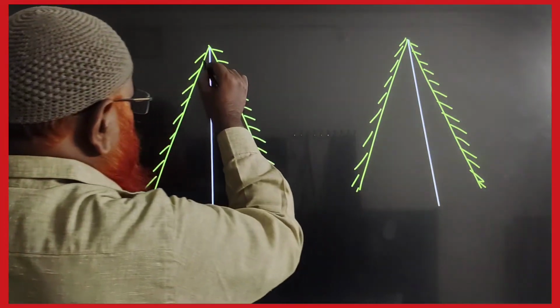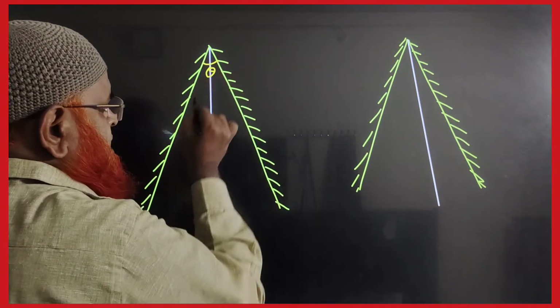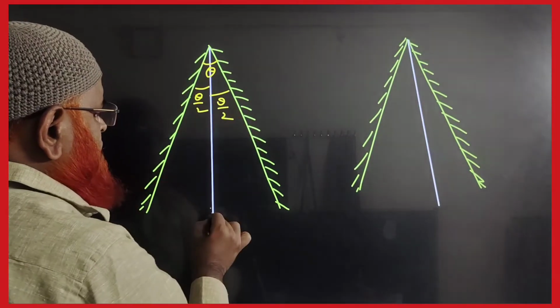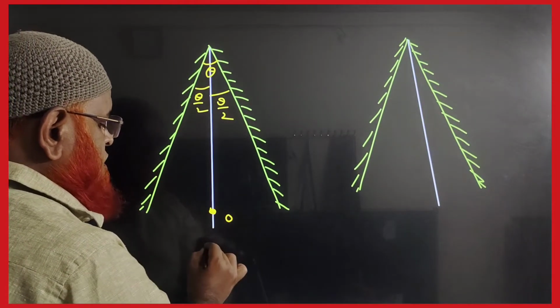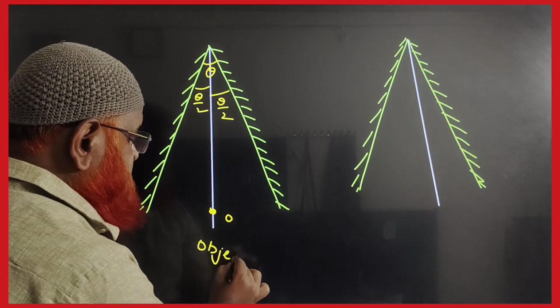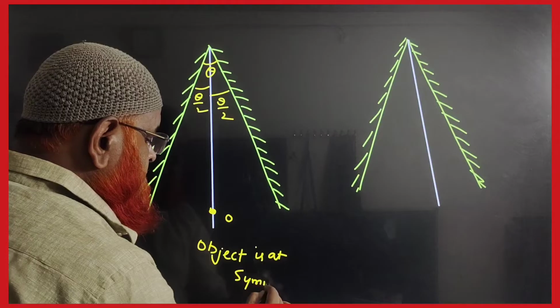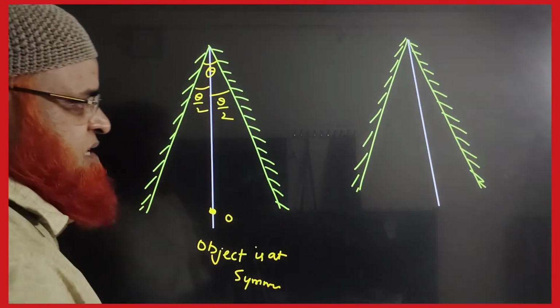Now I told you that this total angle is theta. That means this is theta by 2 and this is theta by 2. Object is placed here. So this is the case where the object is at symmetry. Symmetry means exactly on the bisector.